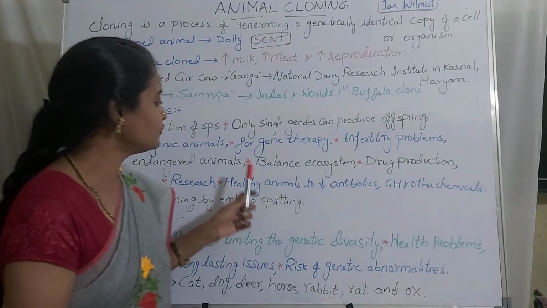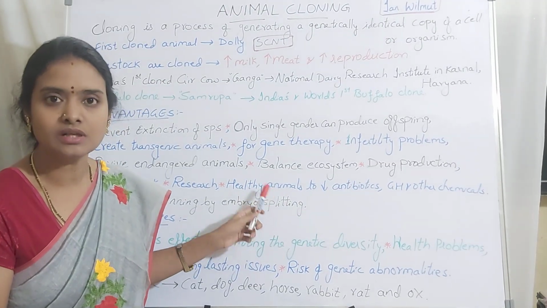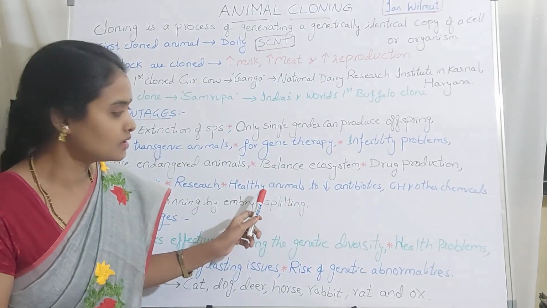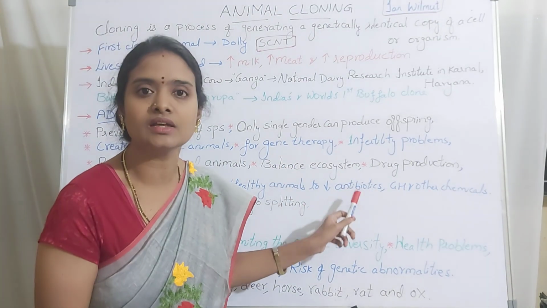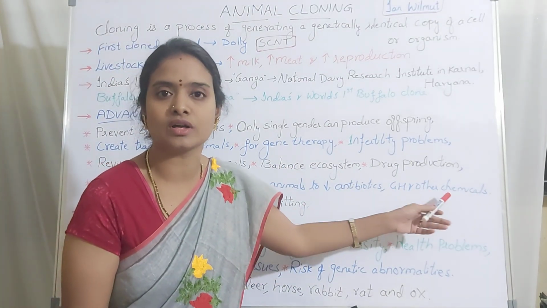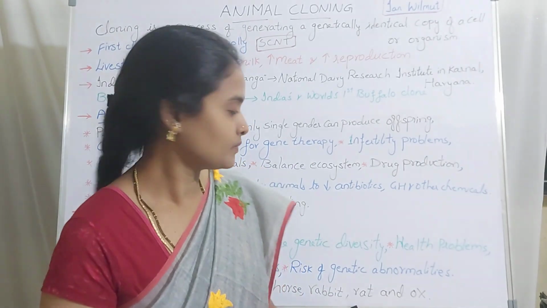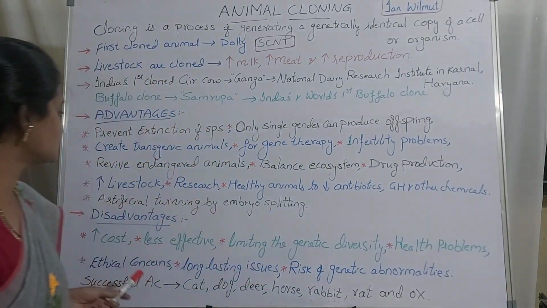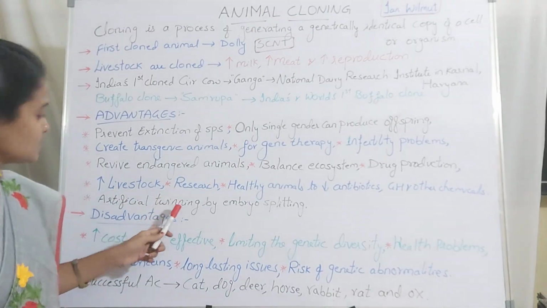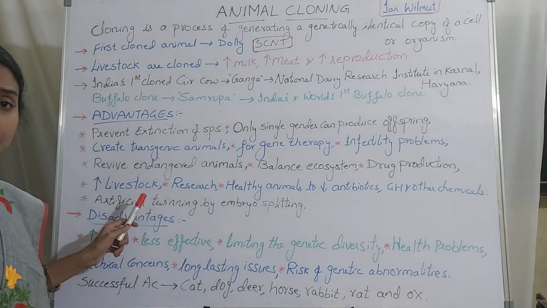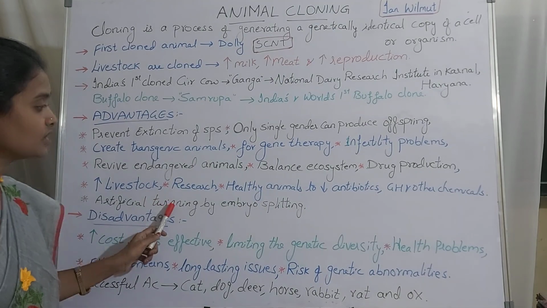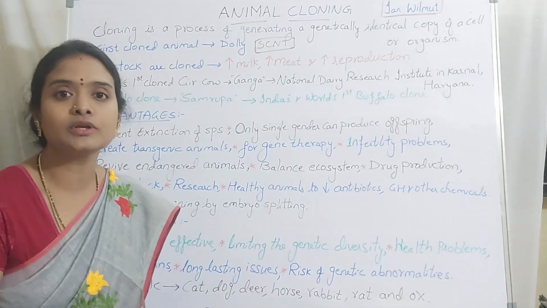So here, if you are producing a healthy animal using animal cloning technique, then there is no need of any antibiotics, growth hormones or other chemicals to be injected into those animals. Next advantage is artificial twinning. This is a separate branch. Why am I saying this? The artificial twinning is a process of embryo splitting.